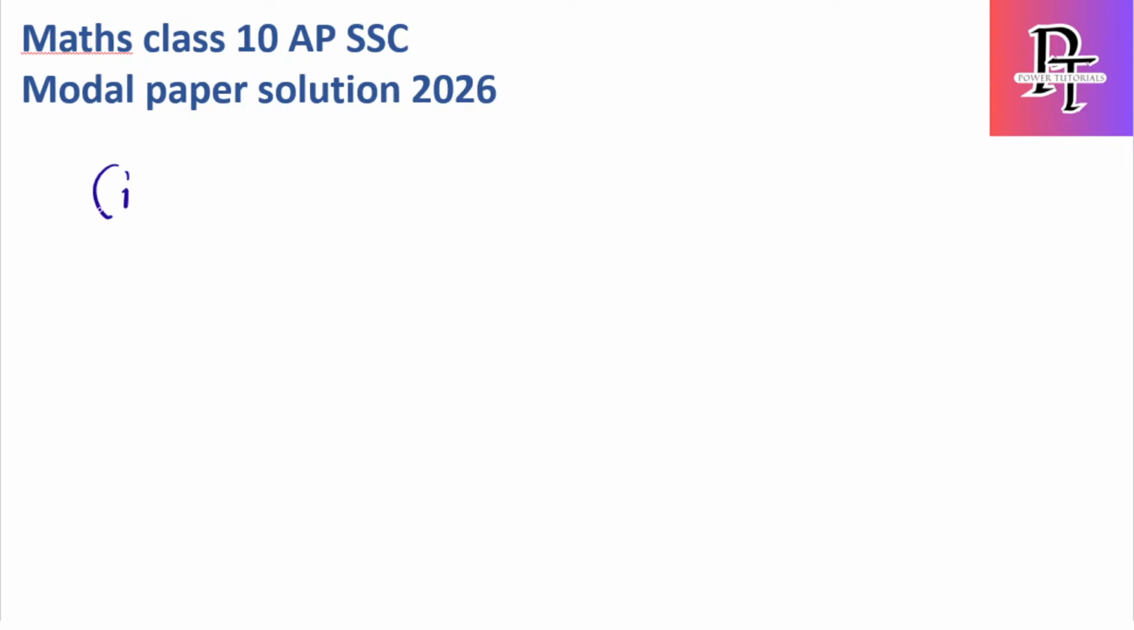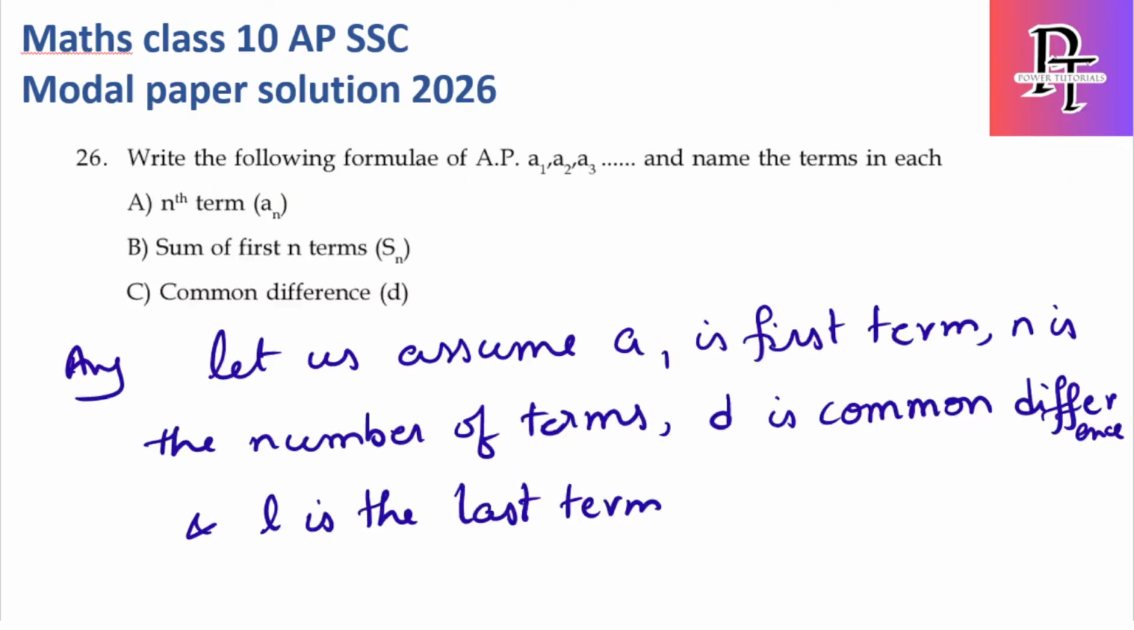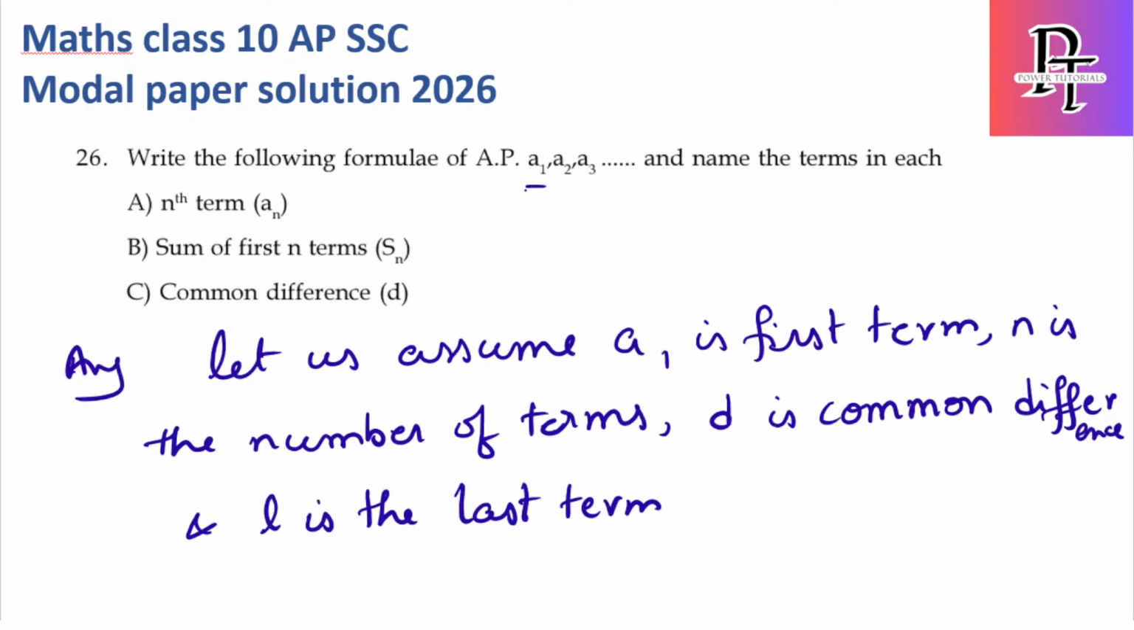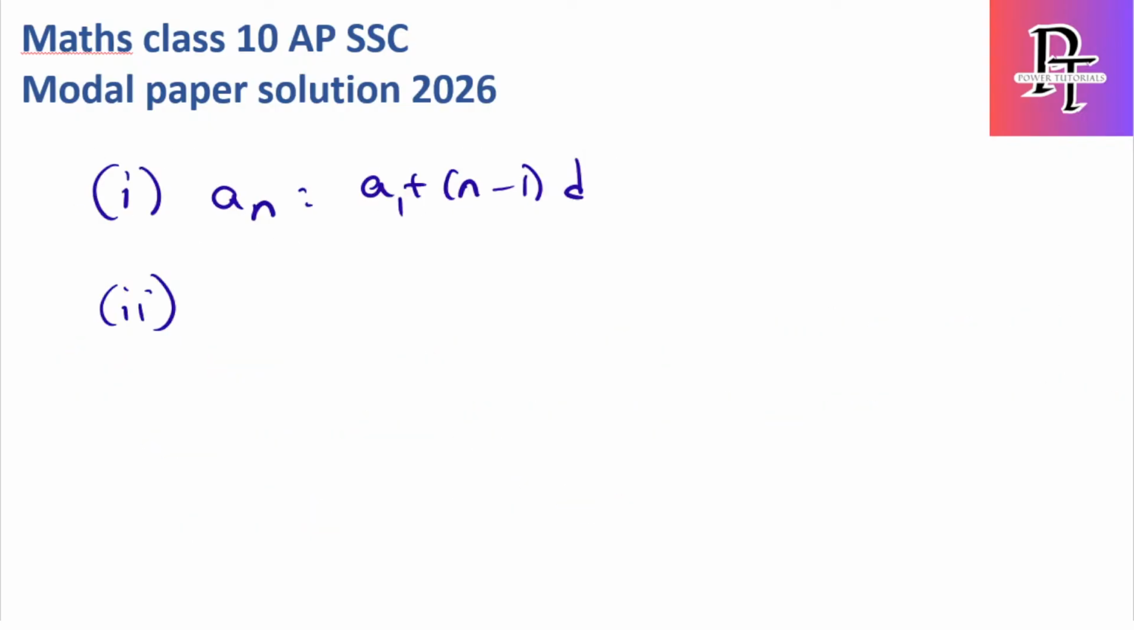First one, the nth term formula is a plus n minus 1 into d. Second, Sn. Here I will write a as a1 because I have clearly mentioned the first term as a1. Second is Sn, the sum of n terms. Now we have two formulas.